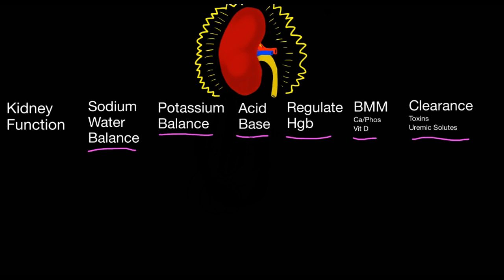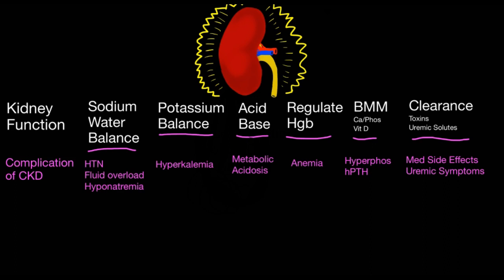that we may ingest. Now it should be easy to think about the complications of chronic kidney disease. If sodium and water balance is impaired, this can lead to hypertension. Retaining sodium leads to fluid overload, so patients can develop edema. And if you're unable to excrete water, so you're retaining water, patients with CKD can develop hyponatremia. Same thing for potassium balance. If potassium excretion or secretion through the kidney is impaired, the patient can develop hyperkalemia.